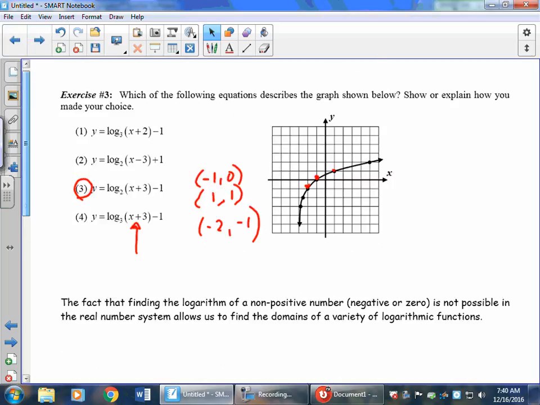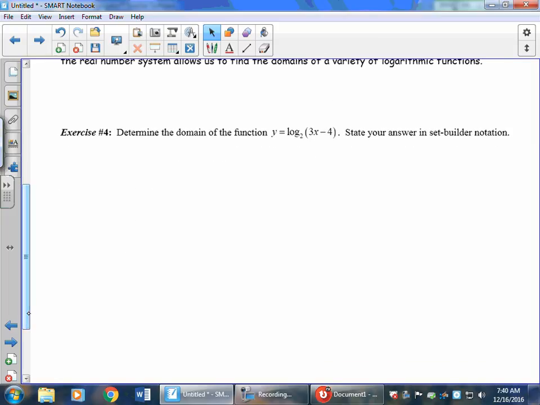Oops, where is 4? Here it is. Determine the domain of the function y equals log base 2 of 3x minus 4, and state your answer in set builder notation. So here it tells us, all right? Since we can only take the log of a positive number, what does this tell us? It tells us 2 to the what power has to equal 3x minus 4.